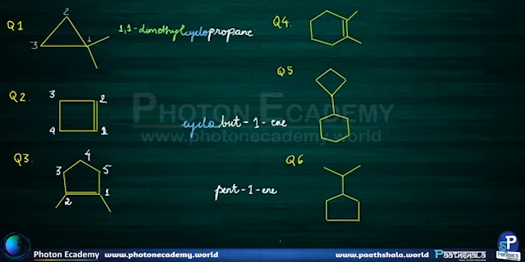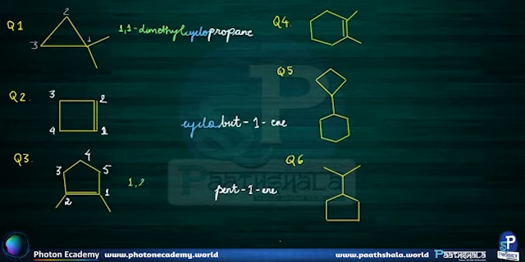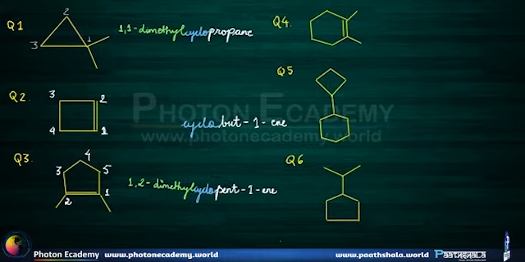Now, if we talk about the prefixes, there are 2 methyl substituents present at the first and the second position. So, the prefix will be 1,2-dimethyl, and as we know, in cyclic compounds, before the word root we always put cyclo. So this is the correct IUPAC name for this compound.